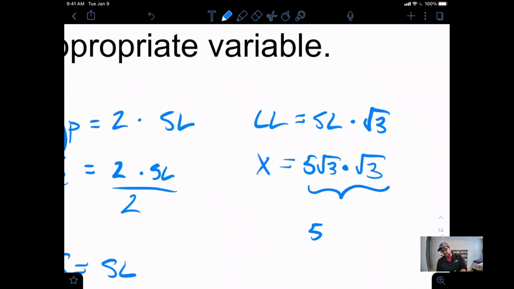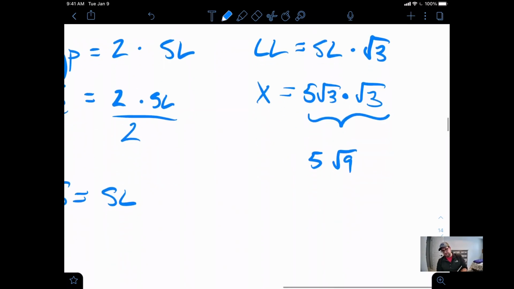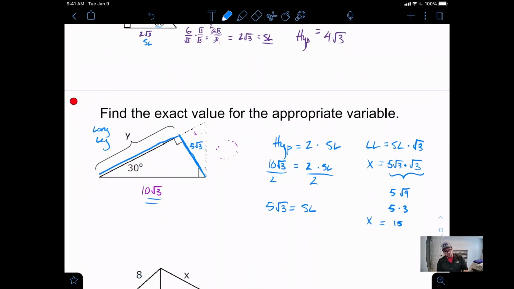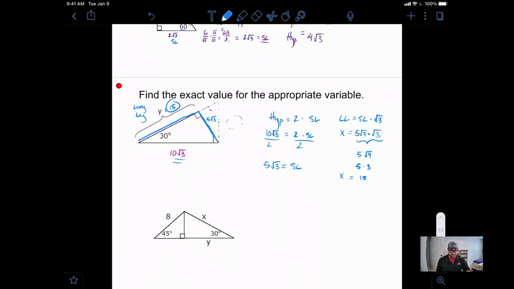Multiplying this out, I'll get 5 square roots of 9. The square root of 9 is, of course, just 3. So this will be 15. So x ends up being equal to 15. So in this situation, y will be 15. Like I said, this one's more of a puzzle-esque problem.